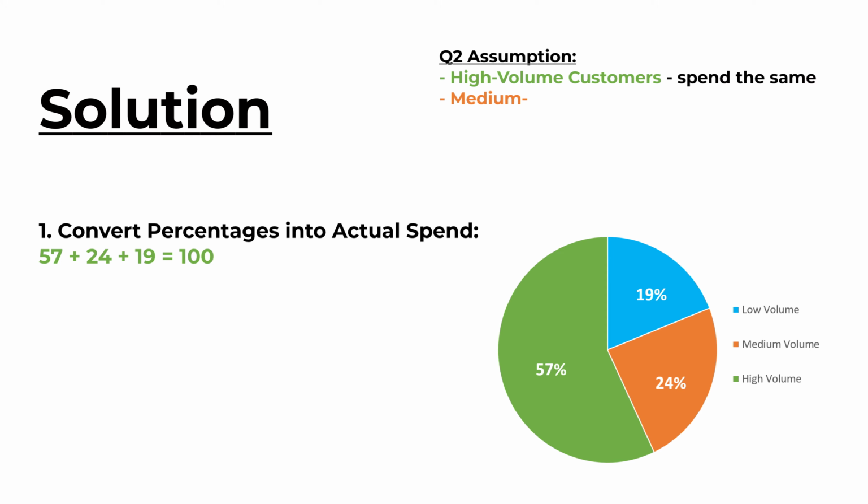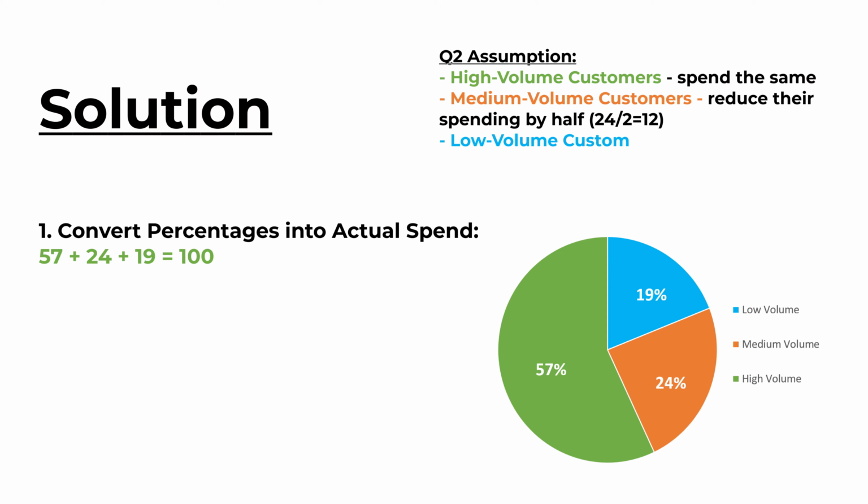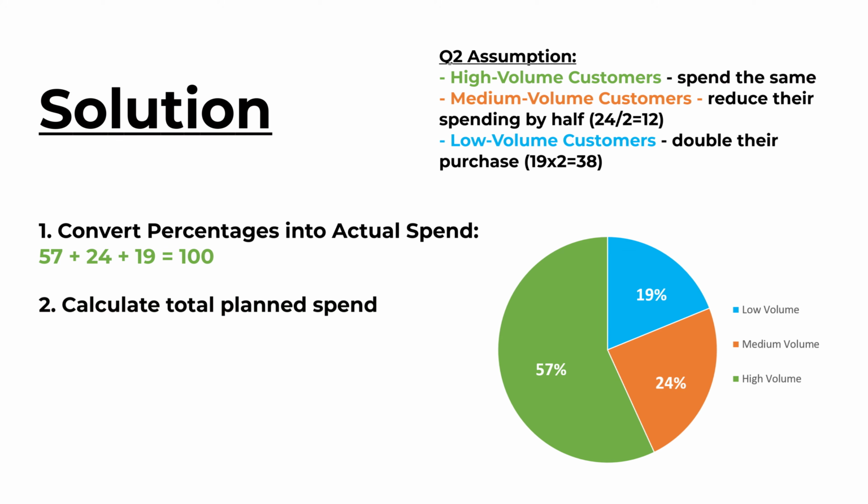57 for high-volume customers will remain the same, but we know that the medium-volume customers will spend half, and half of 24 is 12. And then we know that the low-volume customers are planning to double their spending, which would be equal to 19 multiplied by 2, or 38. So the new equation will be 57 plus 12 plus 38, which would be equal to 107.